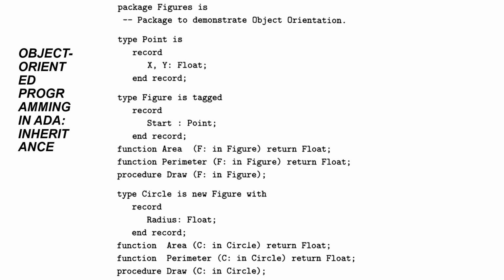In the example we have seen in the previous slide as a block diagram, the figure is a package, the point is a record, and the figure is defined as tagged. It contains the start of that point, and next are the procedures or methods of the figure: area, perimeter and draw. Now the type circle is extended, so this is called the child type, whereas this is called the parent type, or this is called a derived type and this is called a base type. It contains an additional radius also. You have area, perimeter and draw, which override the functions derived from the base type.